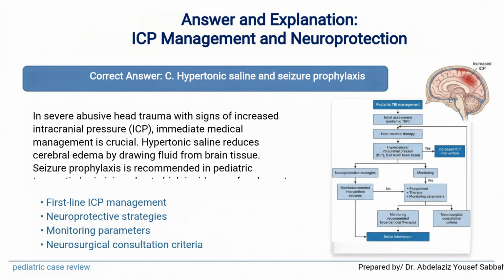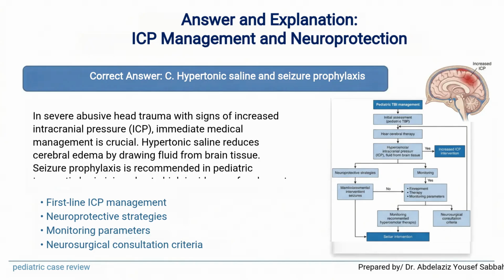The slide identifies this as hypertonic saline and seizure prophylaxis, which together address the two most urgent priorities. In severe abusive head trauma with signs of elevated intracranial pressure, the management approach targets 4 parallel priorities simultaneously. First, airway and ventilation must be secured immediately through intubation, with careful attention to carbon dioxide levels to avoid secondary brain injury. Second, hypertonic saline reduces cerebral edema by drawing fluid out of brain tissue through osmotic mechanisms and is the preferred first-line agent for intracranial pressure management in pediatric traumatic brain injury.